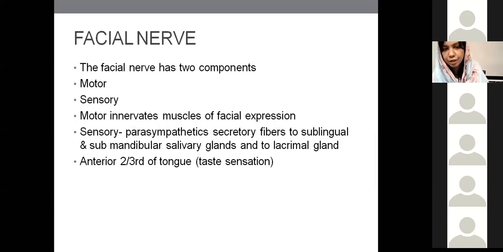Now moving towards the facial nerve. Facial nerve is the most common nerve to be discussed. The facial nerve has got two components, that is the motor part and the sensory part. Motor part innervates the muscles of facial expression. Sensory part: parasympathetics, secretory fibers to sublingual and submandibular salivary glands and to the lacrimal gland, and the anterior 2/3 of the tongue, taste sensation. So it has got two parts, the motor part for the facial expression and the sensory part for the parasympathetics, and the anterior two-thirds taste sensation.